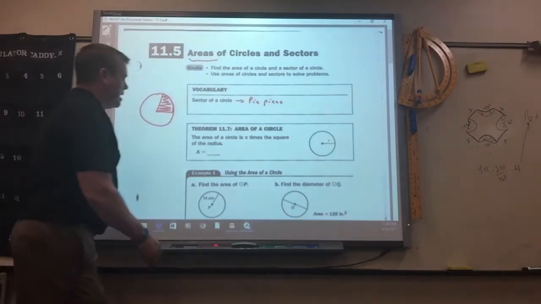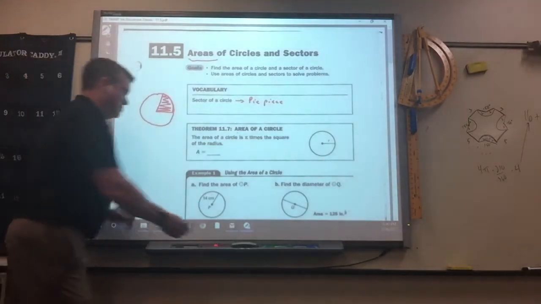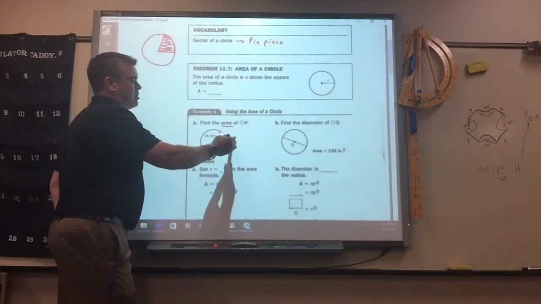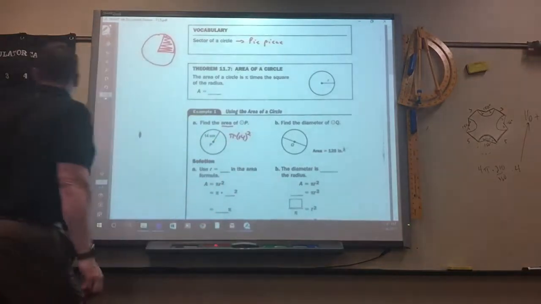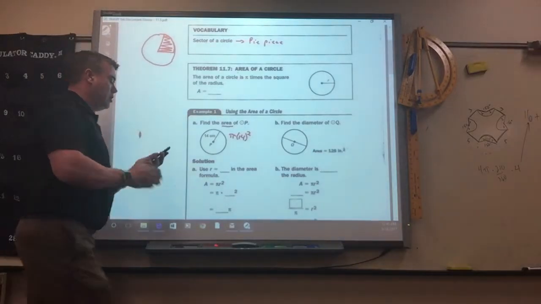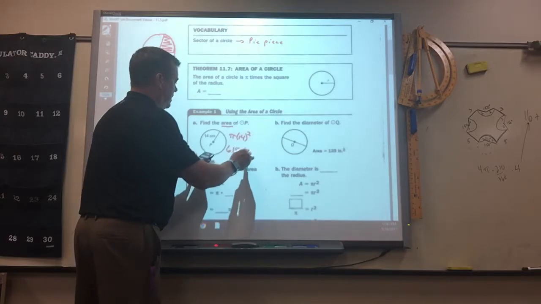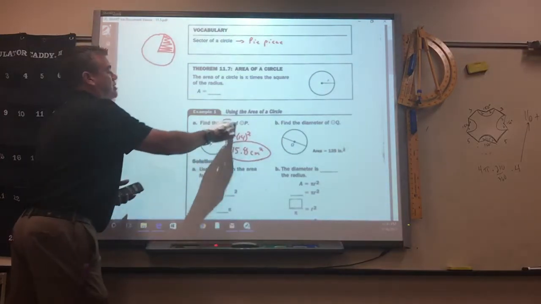If you guys remember, area is pi r squared. So to find just the plain old area of a circle, you take pi times 14 squared. We'll round to the nearest tenth also, at 615.8 centimeters squared. So remember, when it's area, you square the unit.